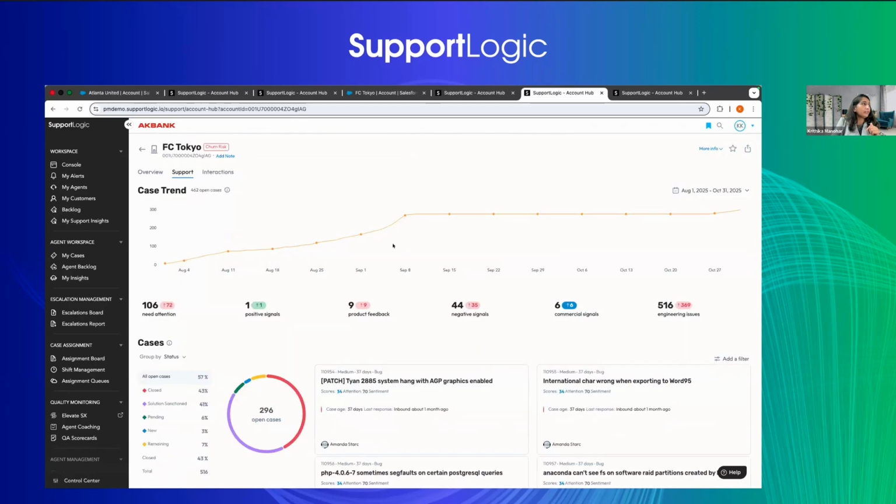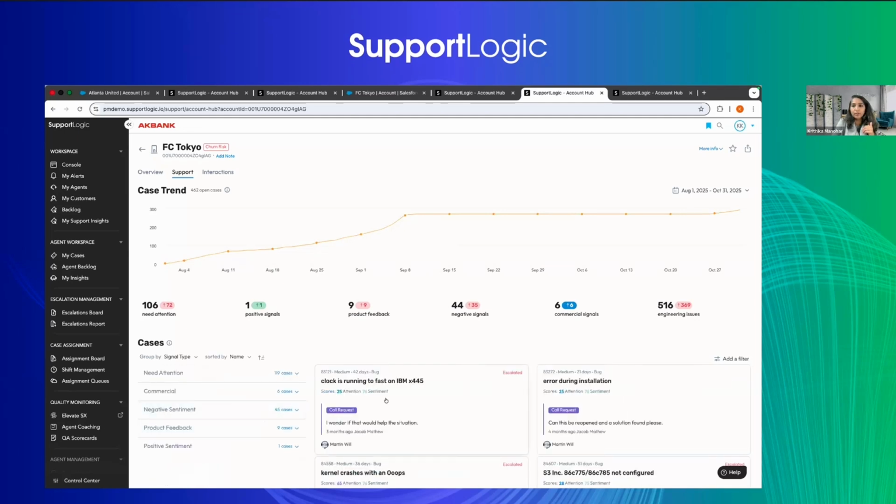In addition to that, if I want to take a broad stroke and not just look at the insights generated by the account health agent or the summarization agent, I also have a view of my case trend over a period of time. You can change the time window to see however far back you want to. I can see the signals detected. There are a lot of capabilities here to be able to group by, let's say, attention score, sentiment score, or signal type. So all of those further power you there.